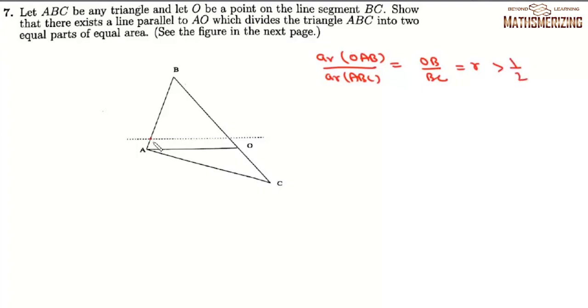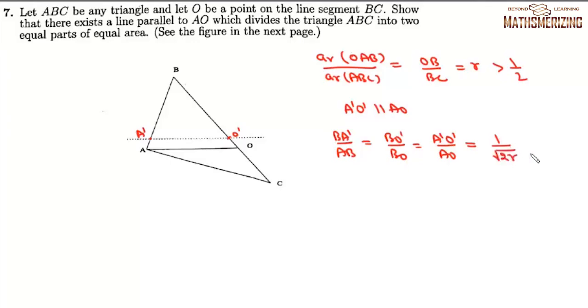Now we'll take a point A dash on AB and O dash on OB such that A dash O dash is parallel to AO. So A dash O dash is parallel to AO, and we'll choose these points A dash and O dash in such a way that BA dash upon AB equals BO dash upon BO equals A dash O dash upon AO, and let it be equal to 1 upon under root 2R.